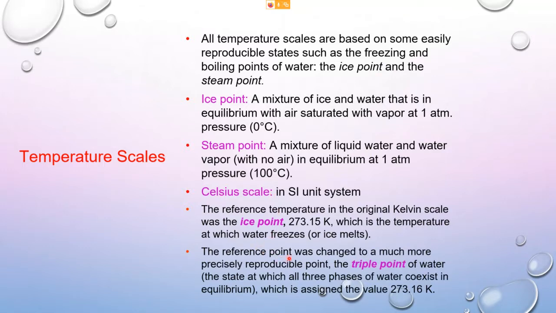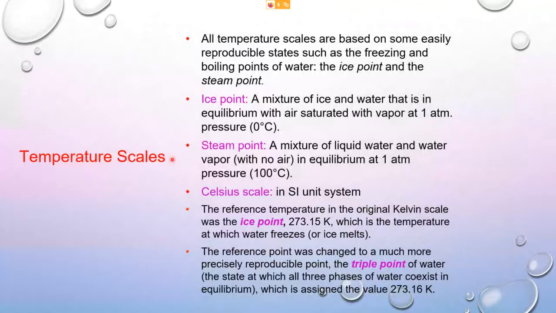Now the reference point was changed to a much more precisely reproducible point, the triple point of water, okay, at which all three phases of water coexist in equilibrium, which is assigned the value of 273.16 Kelvin. Okay, so that is called the triple point. But then we don't usually refer to the triple point. That's temperature, and now pressure.